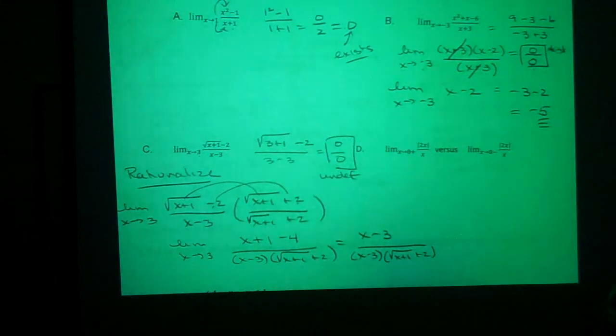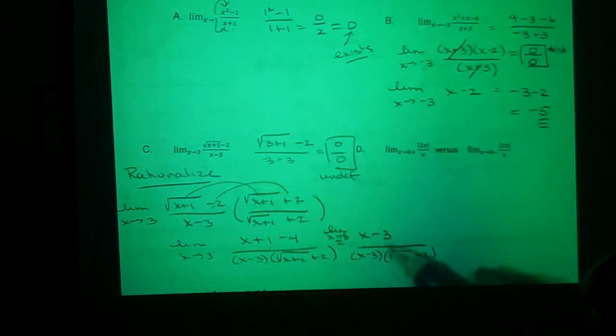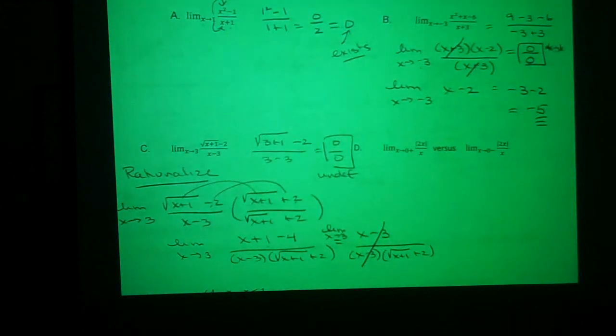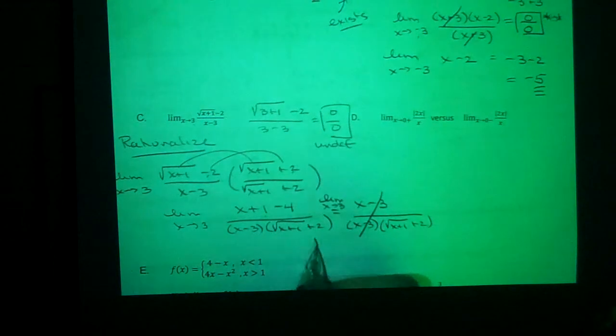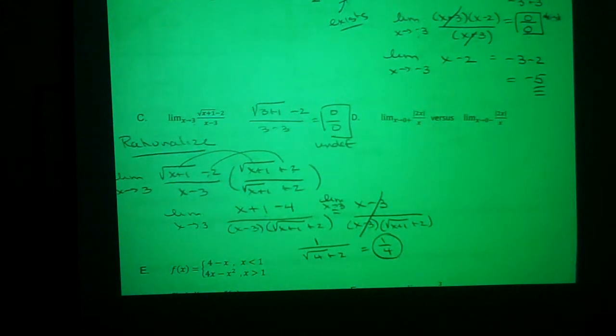And once we do that, we can again take the limit. Because now that those are divided out, it won't be 0 over 0 anymore. It'll be 1 over the square root of 4 plus 2, or 1/4. So the conjugate is going to allow us to get that factor to divide out.